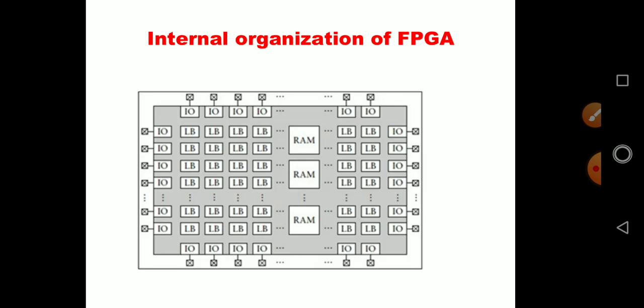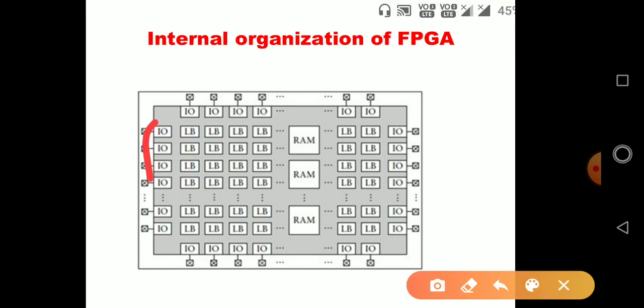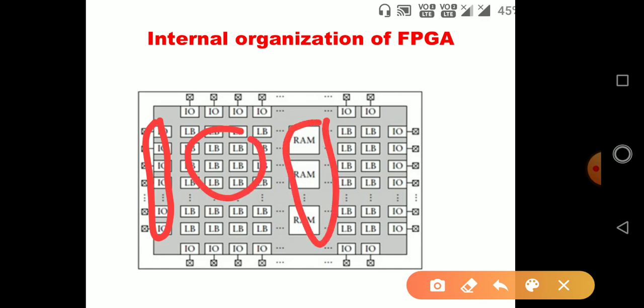So this is the organization of an FPGA. You can see here there are input output blocks. These are the input output blocks, and these are the logic blocks. These are the RAM blocks, and then they are interconnected by using these interconnection networks.